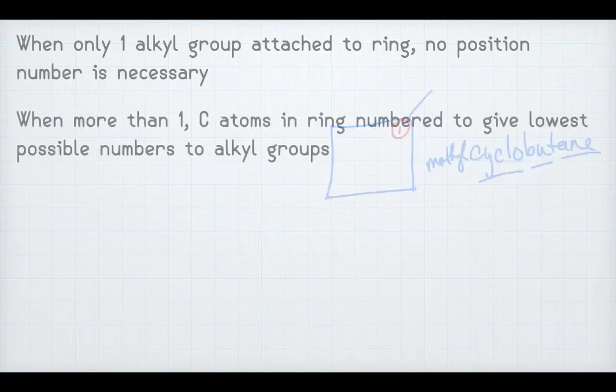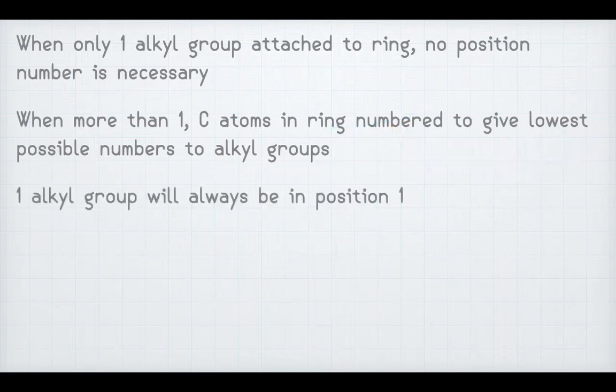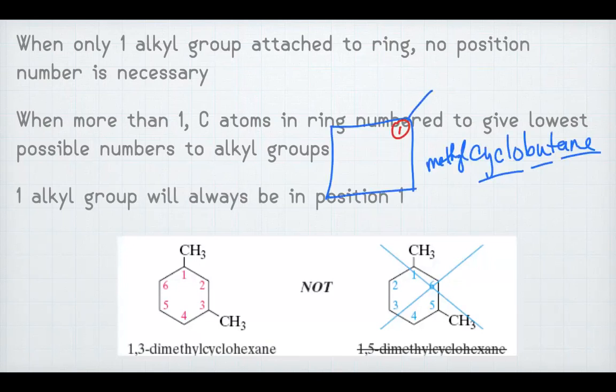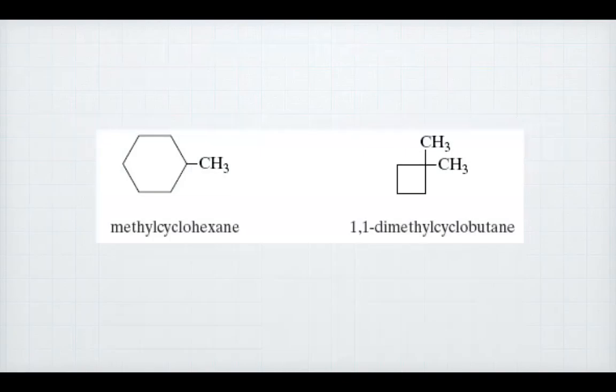Of course, if you have more than one alkyl group, same as we talked about last week, you always give your alkyl groups the lowest possible numbers. So you're always going to have at least one alkyl group in position number 1. So this is an example of cyclohexane, because you've got 1, 2, 3, 4, 5, 6 carbons. You will always start numbering and give your alkyl groups the lowest numbers. So you would go clockwise in this example and not counterclockwise. If you go counterclockwise, you're going to end up with 1 and 5 instead of 1, 3, which is lower.